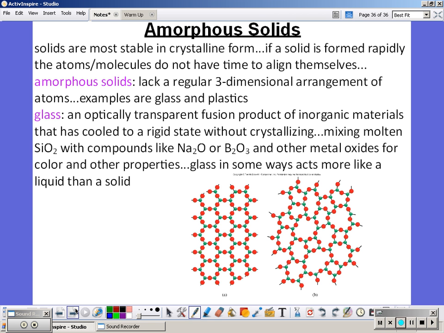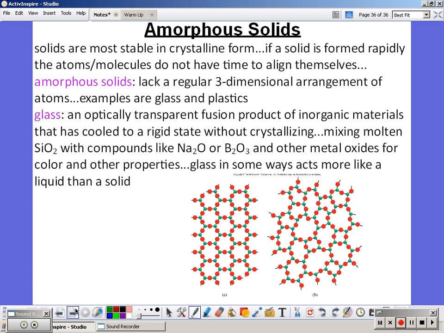Glass is an optically transparent fusion product of inorganic materials that is cooled to a rigid state without crystallizing. Glass is made by mixing molten silicon dioxide with compounds like sodium oxide or boron oxide or other metal oxides. If the metal oxide has a transition metal in it, then you could have colored glass. So glass actually acts more like a liquid than a solid.